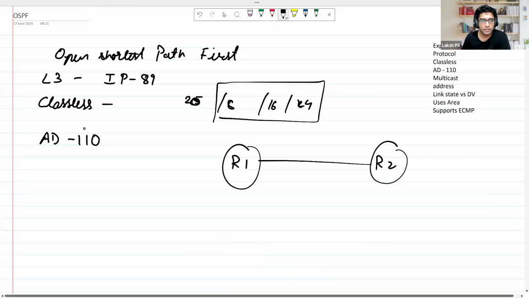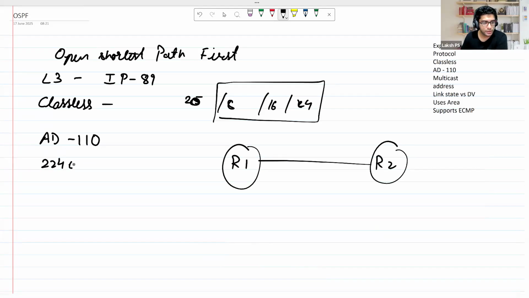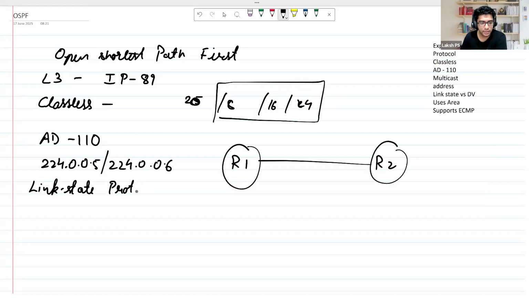Okay, OSPF's multicast address is 224.0.0.5. It also uses a multicast address of 224.0.0.6, right? And it is also called a link state protocol. We'll discuss link state in detail later, but just to let you know what link state means. A link state protocol means that it will share the information of its links.